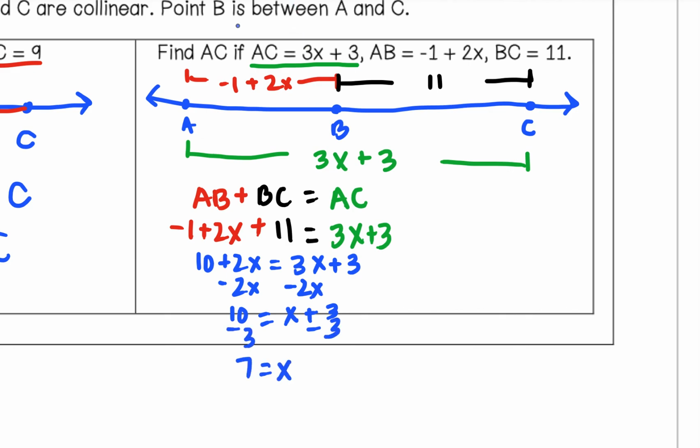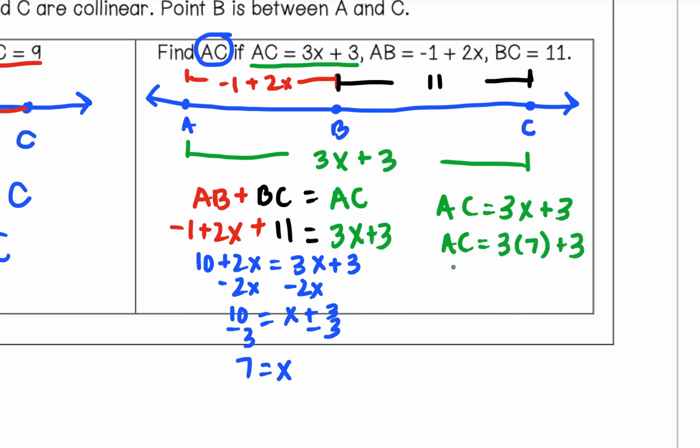I'm not done because the problem asked us to solve for AC. So AC was given to us as 3x plus 3, so now I'm going to evaluate that for when x is 7. When I do that, I get 21 plus 3, so AC equals 24.